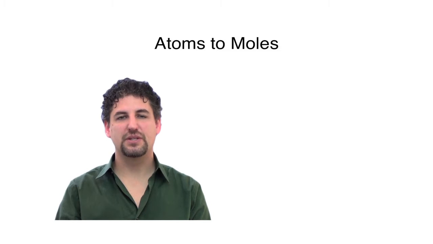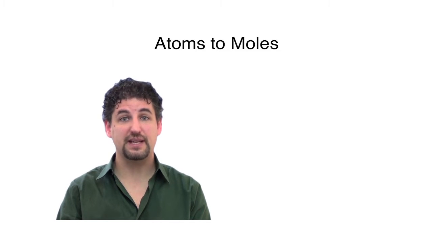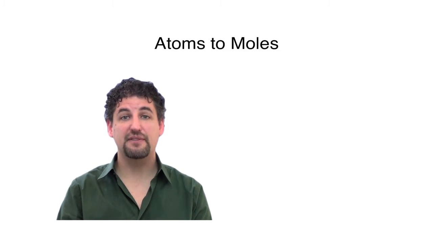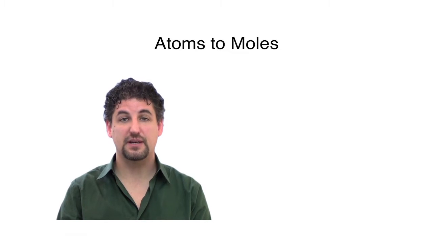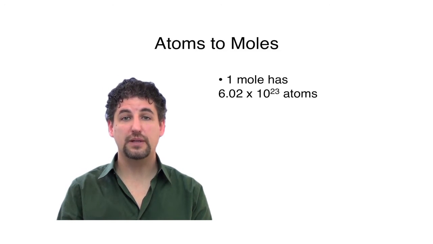Okay, in this video we're going to show you how to go from atoms to moles. Now this is a pretty simple conversion, but it's also very, very important that you get it right because it's going to lay the foundation for other problems that you solve. Alright, so step one, you have to understand that 1 mole contains 6.02 times 10 to the 23rd atoms.